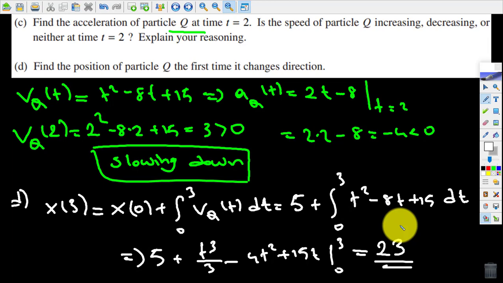Alright guys, thanks so much for watching this video. In this video we talked about question 5 from the 2017 AP Calculus free response portion. This problem was mainly about two particles moving along the x-axis, and we tried to find solutions to the following problems.